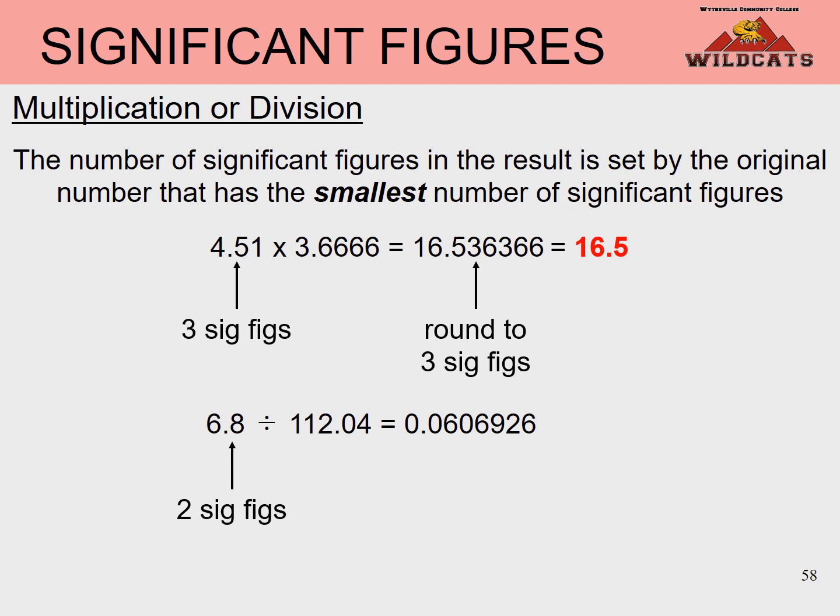Division, same thing. Smallest number of significant figures. 6.8 only has 2, which we can just eyeball and see is less than the 112.04. So we're going to have to round to 2 significant figures. We're going to start at the 6, because remember the preceding zeros, the zeros before, are not considered significant. So we're going to round it to 0.061.